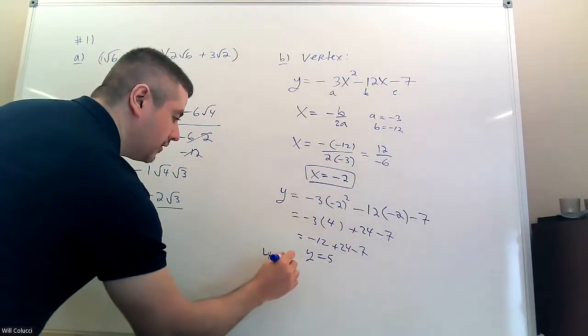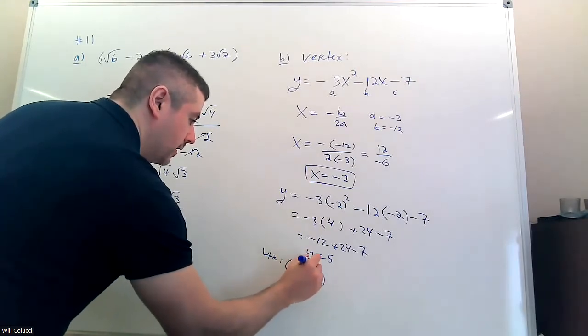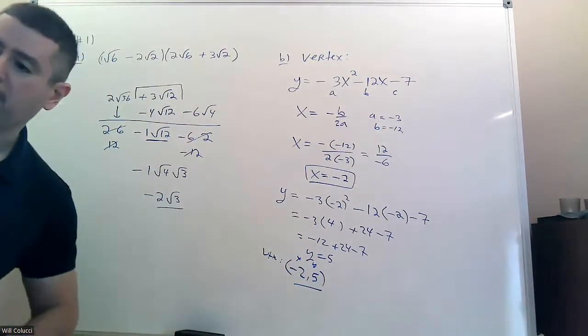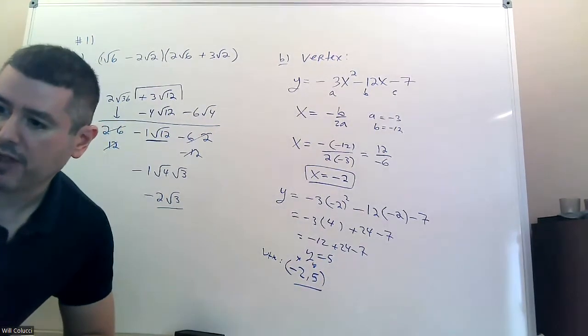So that makes your vertex: the x coordinate is negative 2. The y coordinate is 5. I do prefer that you write it as a point, but you know, if you have your x and y correct, I wouldn't even think about deducting for that.